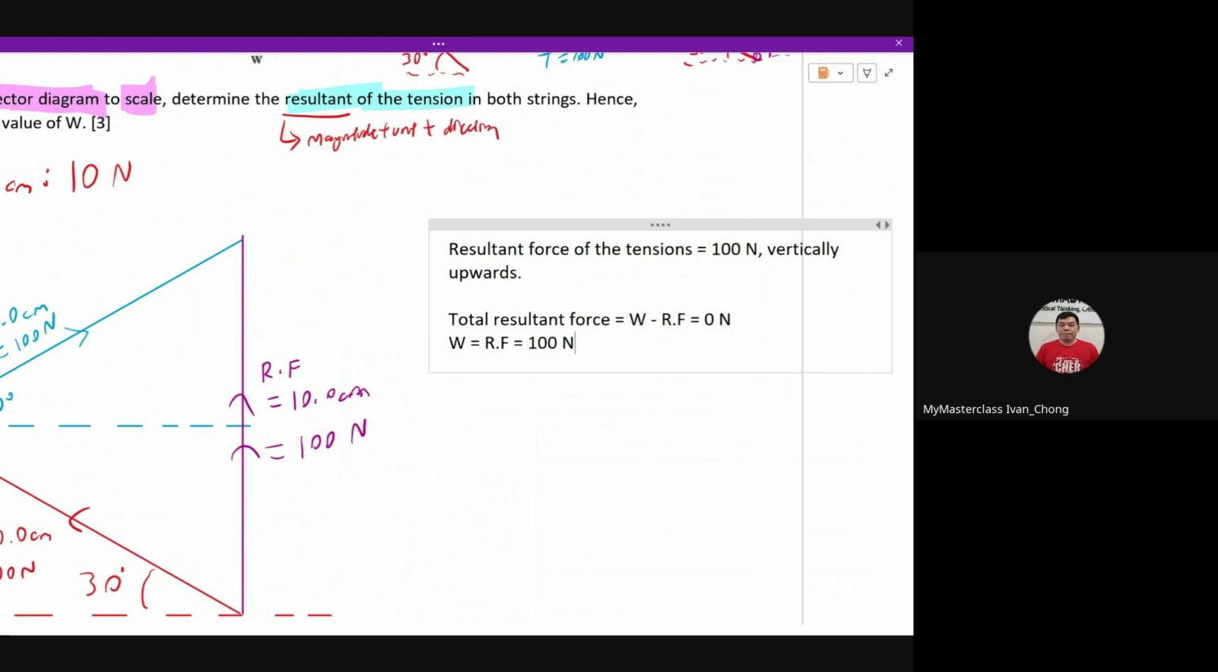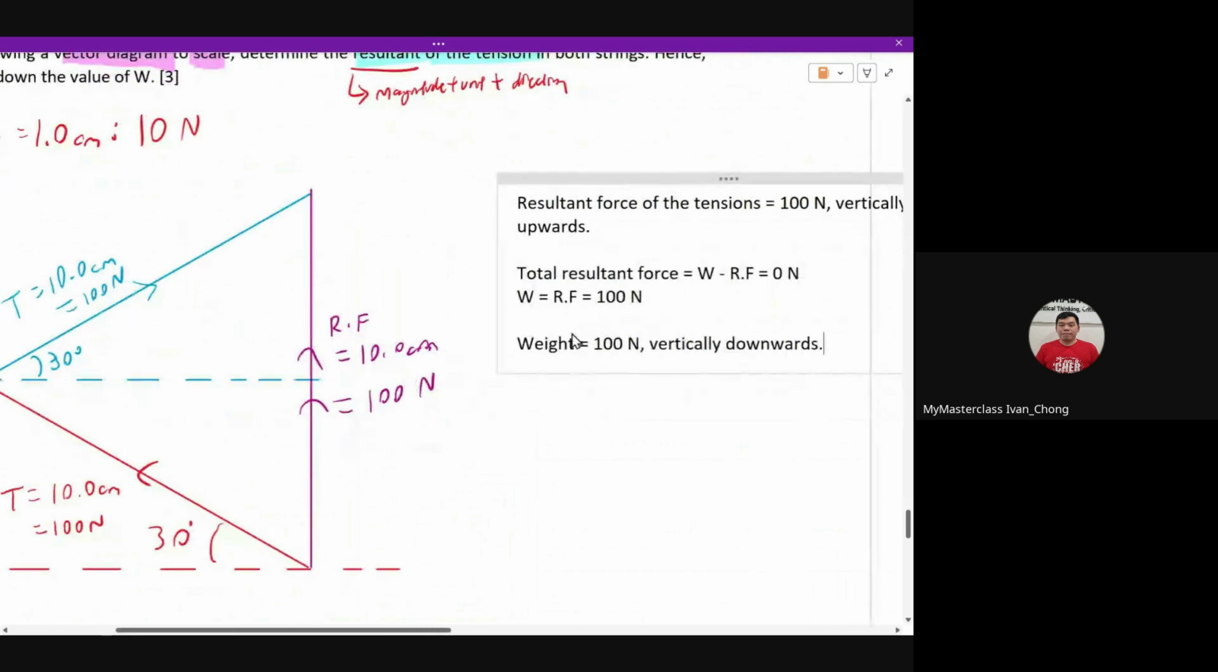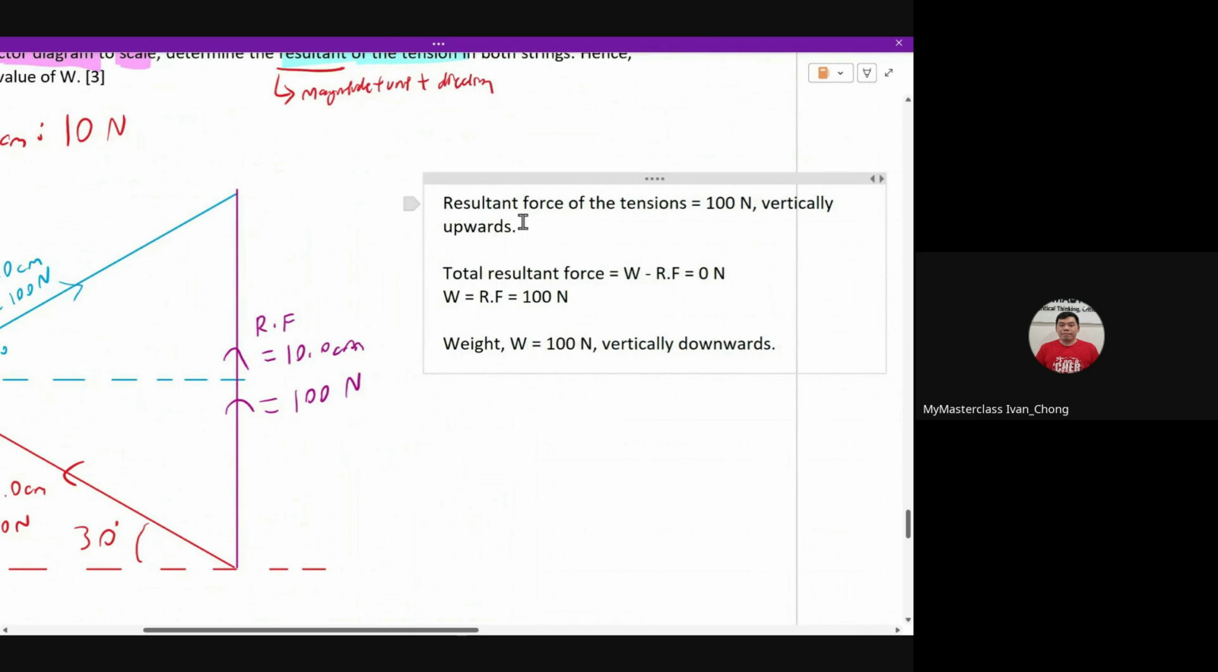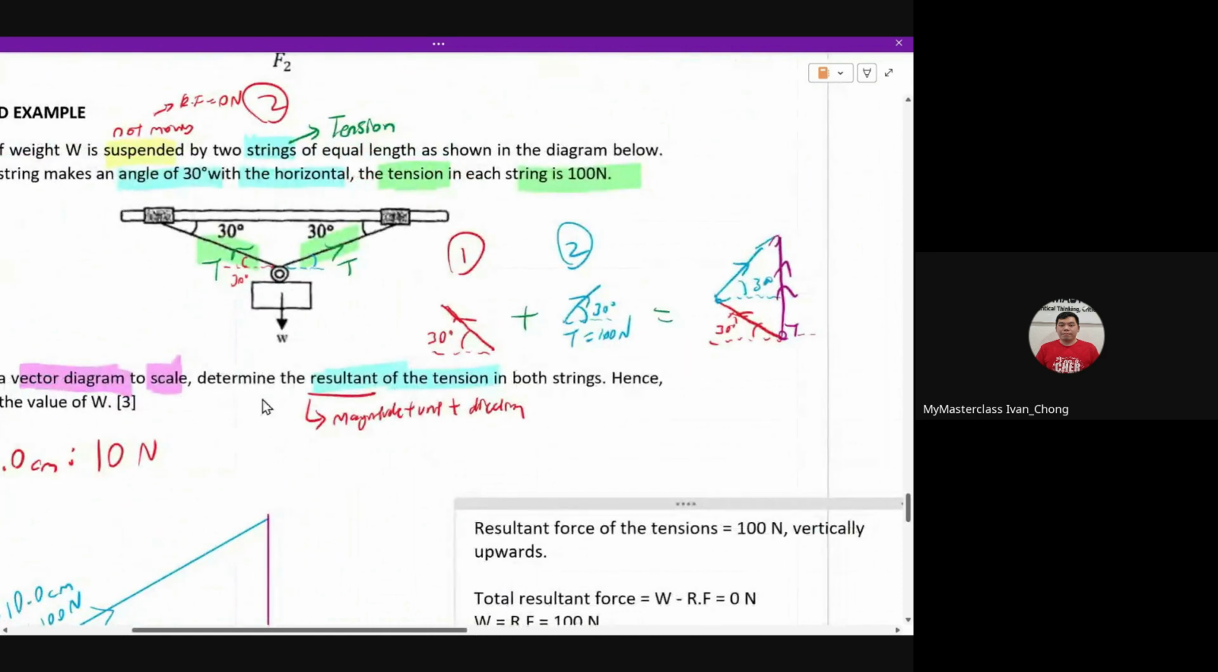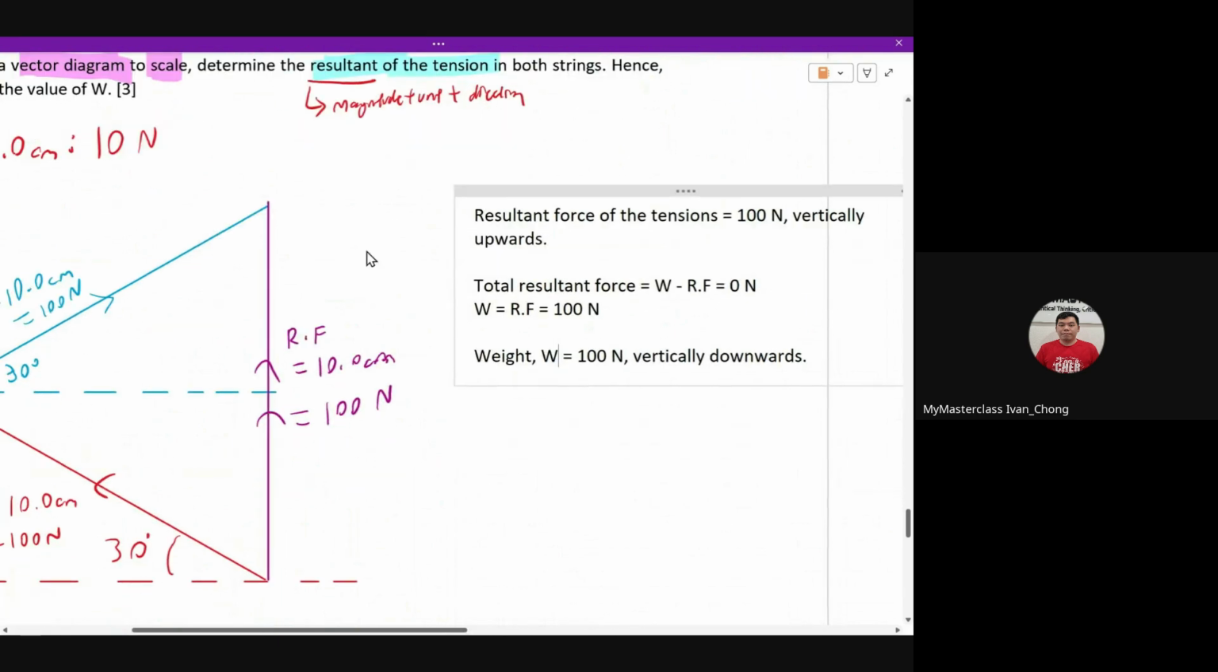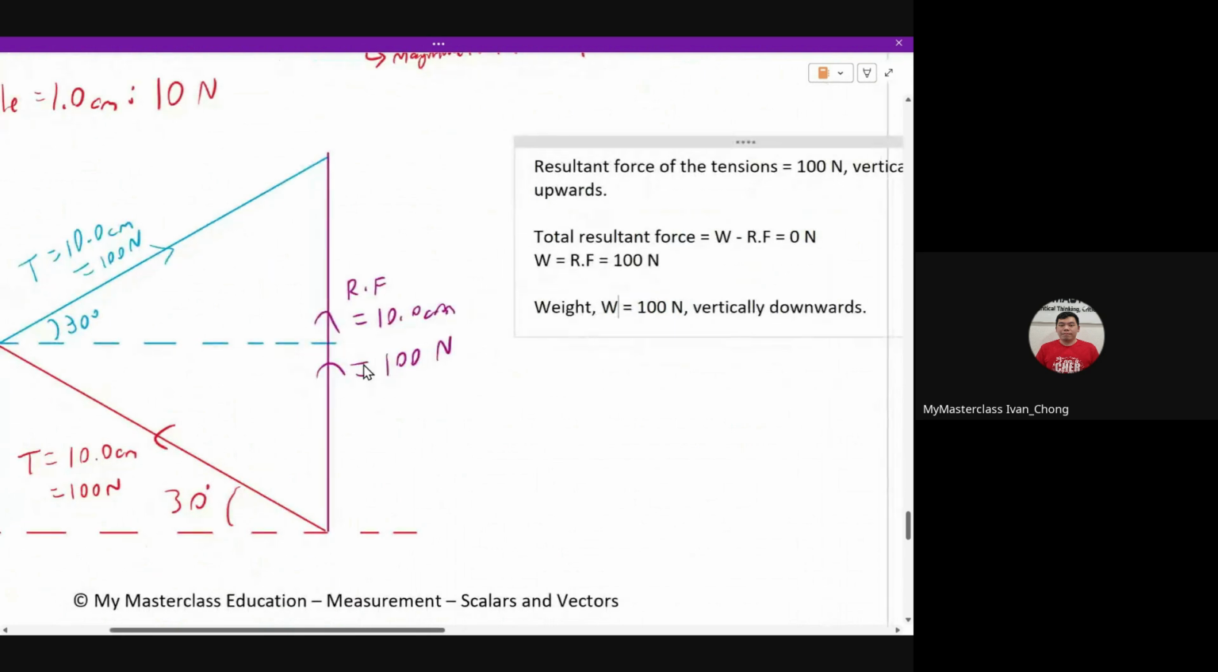They are 100 newtons. Okay, but the direction matters. So weight is 100 newtons, and you need to say it's vertically downwards, because they are supposed to cancel out, so they will have the opposite direction. So you need to be very, very careful about this. So weight W is 100 newtons vertically downwards, whereas the resultant force of your two tensions, the blue and the red, is 100 newtons vertically upwards. So to have no total resultant force, these two must cancel out. So their values must be the same, but they need to be in opposite directions.